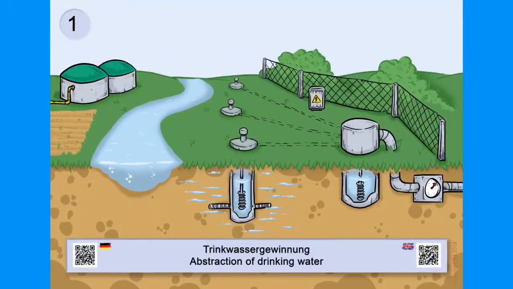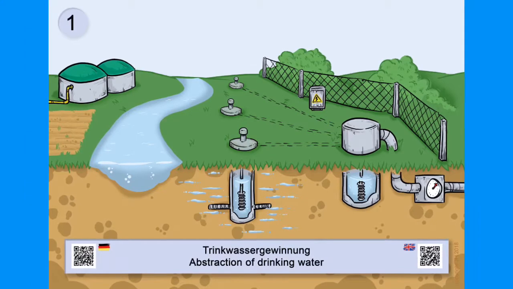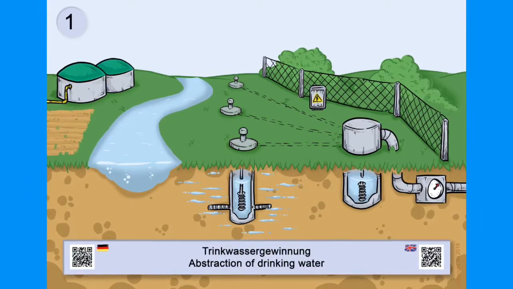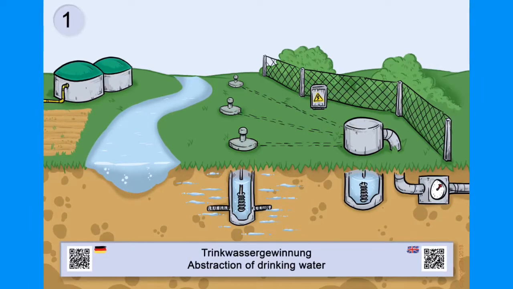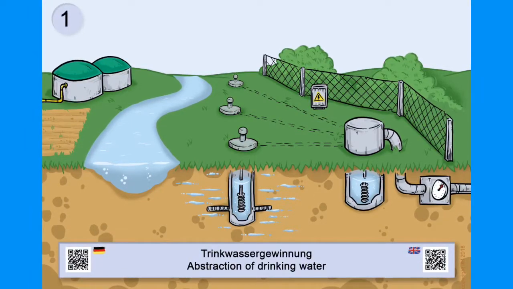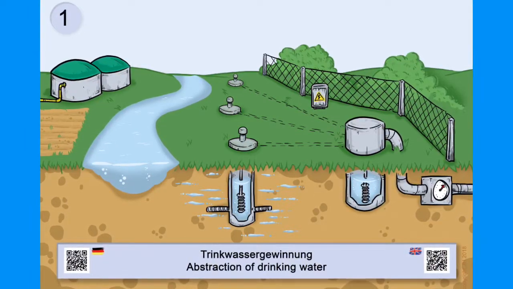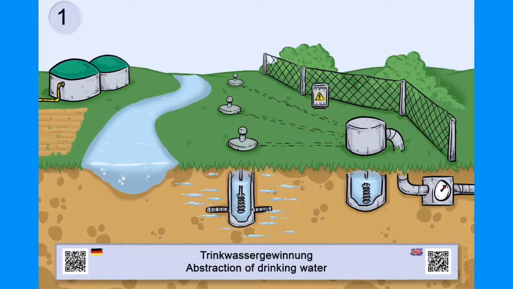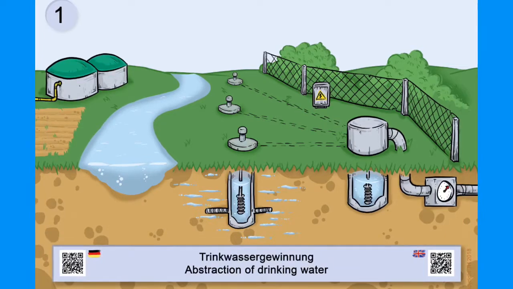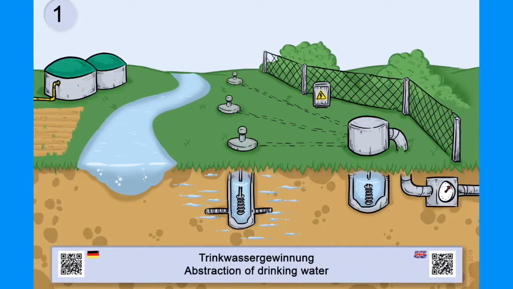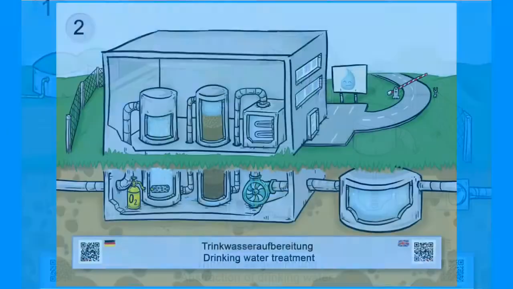Okay, let's start with the first slide. We have here the drinking water abstraction. Most of the drinking water in Germany, at least 70%, comes from groundwater wells. Here you see some wells, and they get the water from the embankment of a river. You also see on the left-hand side a biogas plant in Germany. We have about 8,000 of these energy plants.